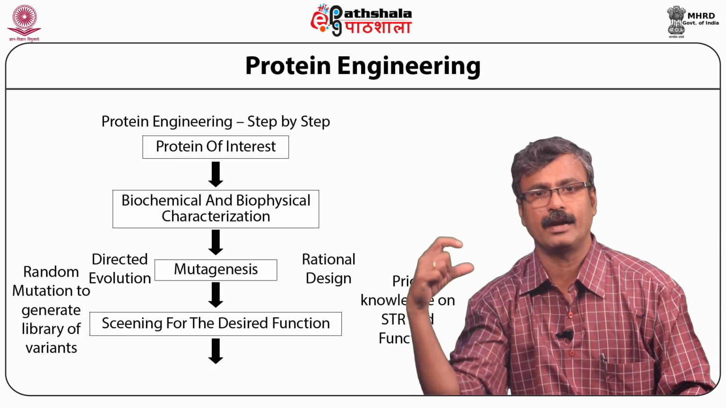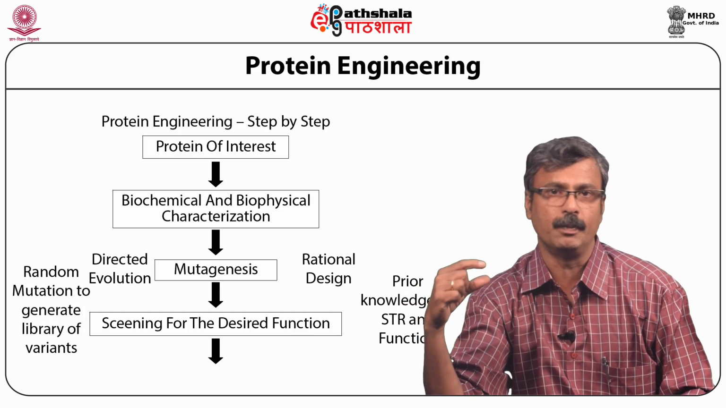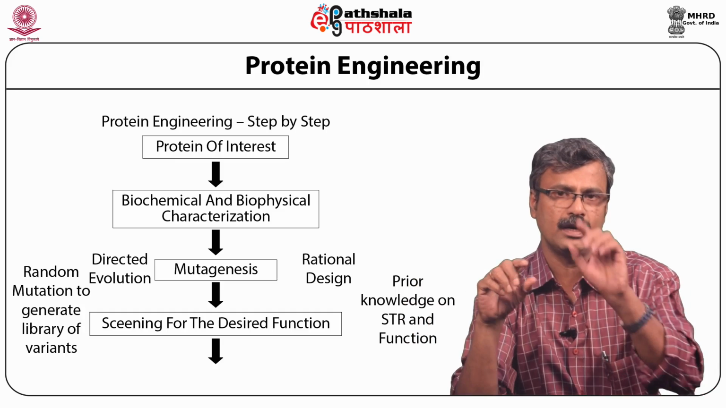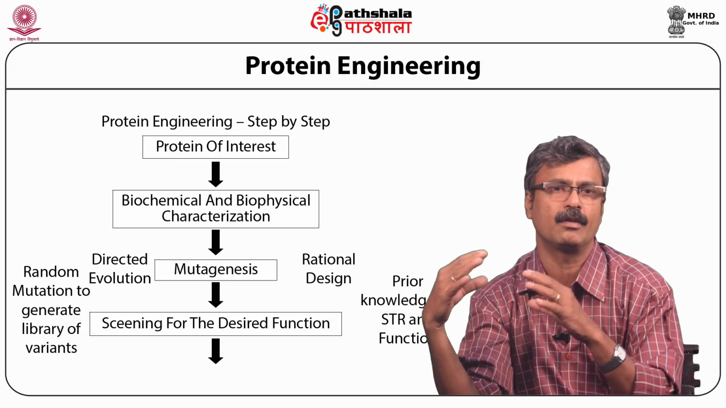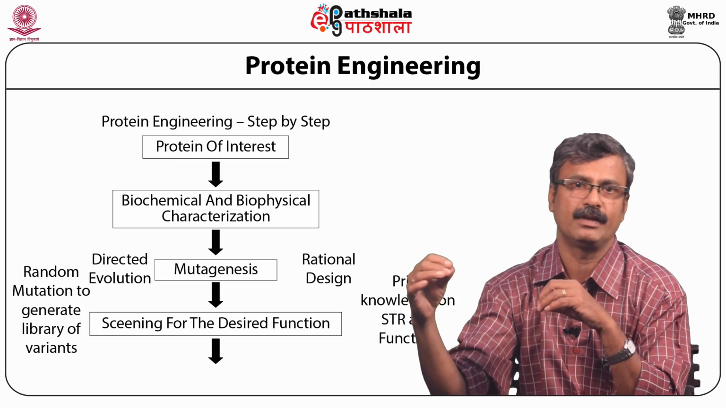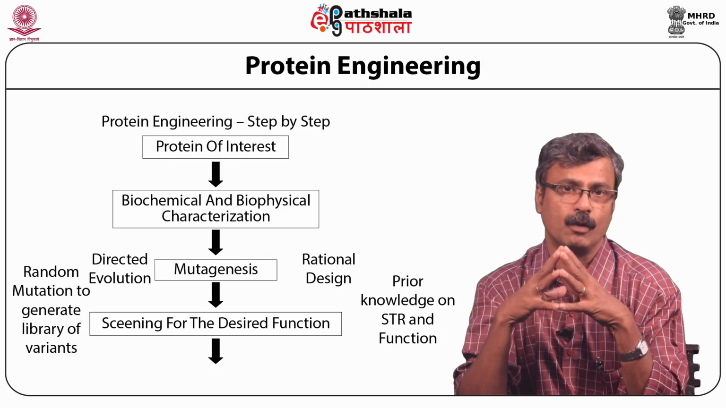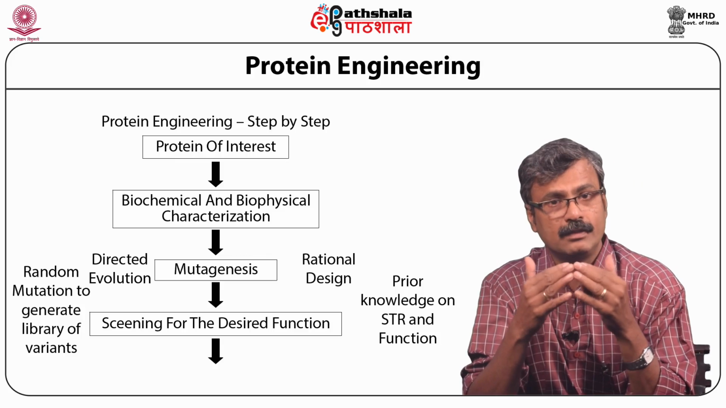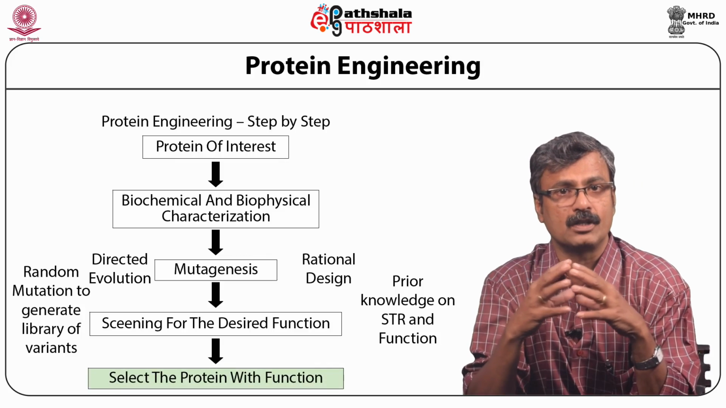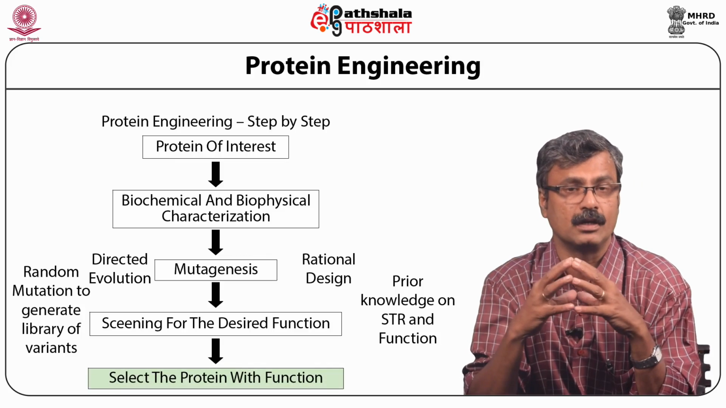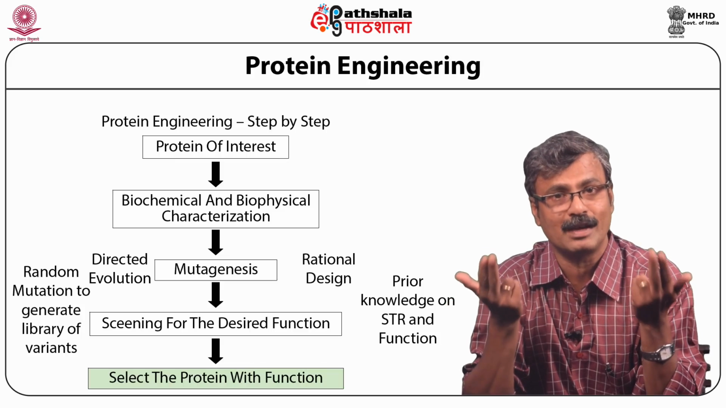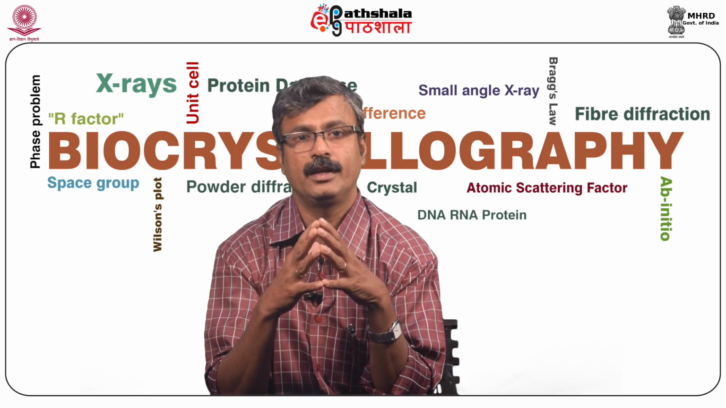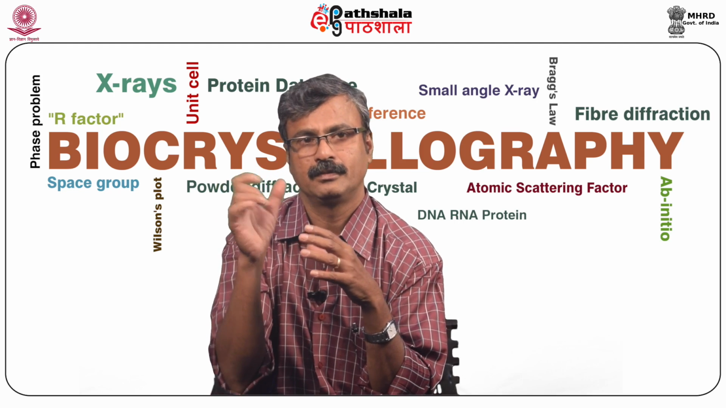In the case of rational design, it is knowledge based. Here we restrict ourselves to only a few mutations, a limited number of mutations. From that itself we can screen for the desired protein with the desired functionality as well as stability. When I say select the protein with function, or screen for the desired function, that involves many biochemical and biophysical tools.